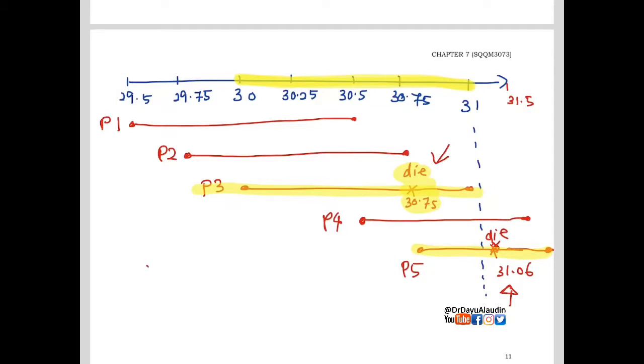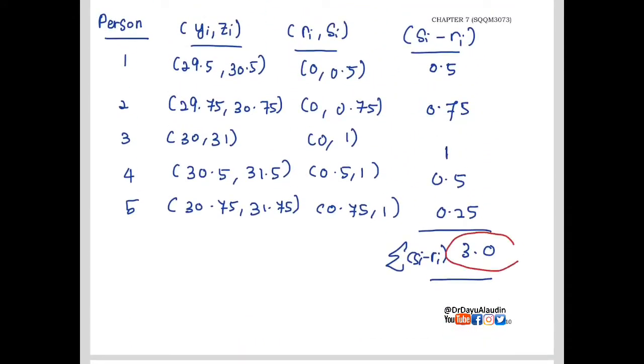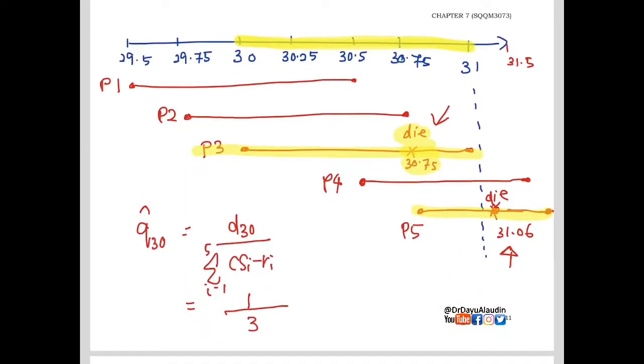So to find Q30 is equal to D30 over the total of SI minus RI. So D30, the number of deaths, is 1 for person 3, over 3. So the total we get here for SI minus RI is 3. So we substitute 3 here. So the moment estimator for Q30 is 1 over 3.